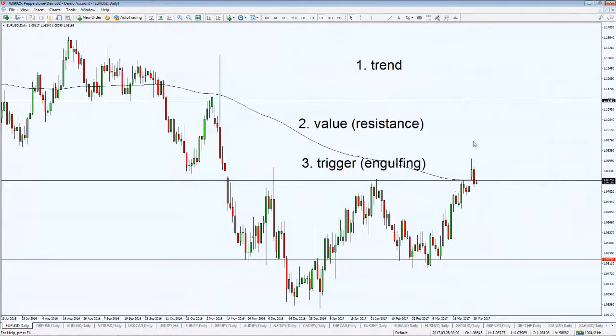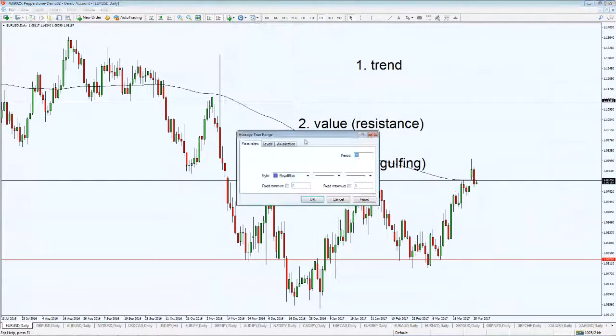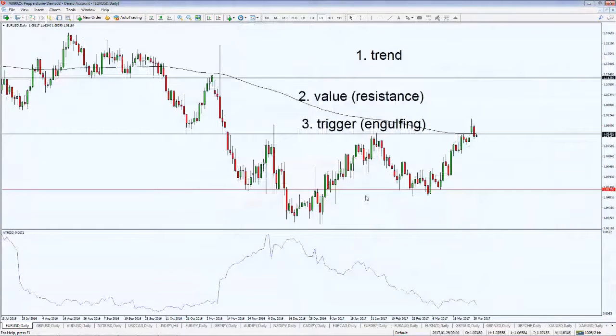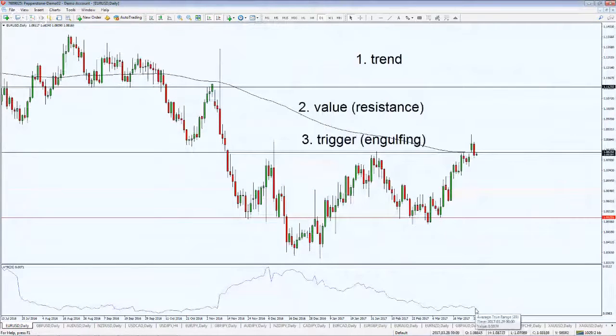Give it some buffer. The way I do it is using an indicator called the average true range. I like to use 20 period because in a month, there are 20 trading days. So click OK and find out what the value is. The current value of the ATR is about 74, 75 pips. Let's make it simple, 75 pips. So what I'll do is take the high of this candle, plus another 75 pips. It's quite simple.